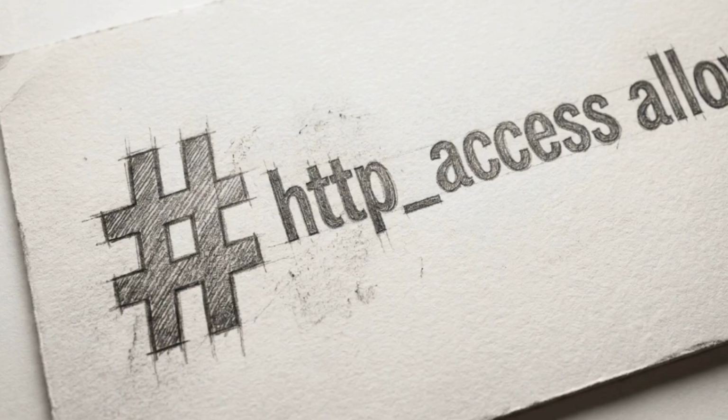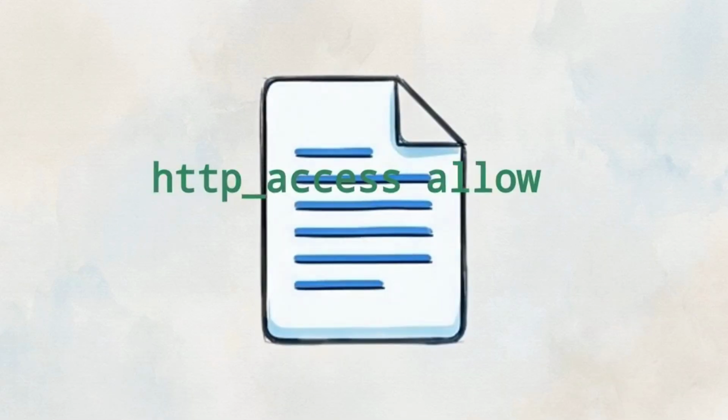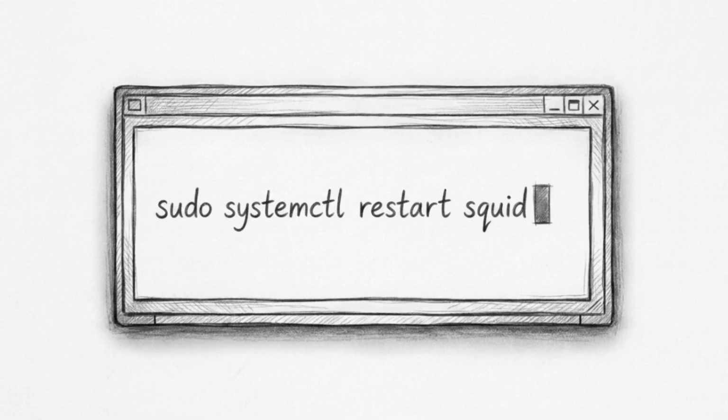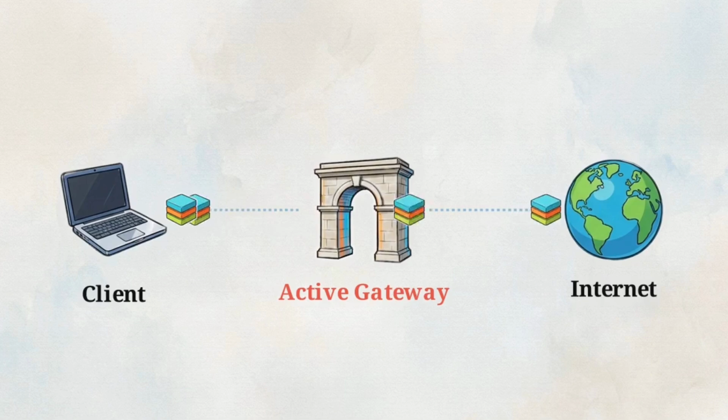Right now, it is commented out with a hash symbol, meaning it is disabled. Delete the hash symbol to uncomment the line and grant access to the proxy. Save the file and then run a quick restart of the Squid service in your terminal so those new settings take effect. Uncommenting this line transforms the server into a functional gateway that actively routes external web requests.